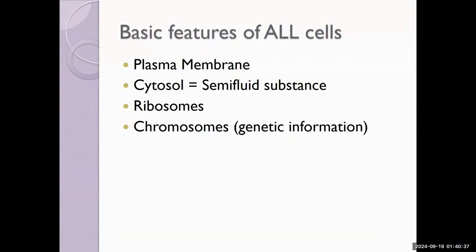All cells will have a plasma membrane. All cells will have a cytosol or cytoplasm. These are interchangeable words that refer to the semi-fluid liquid substance inside. All cells must have ribosomes, and all cells will have genetic information. So let's talk about these basic components first.